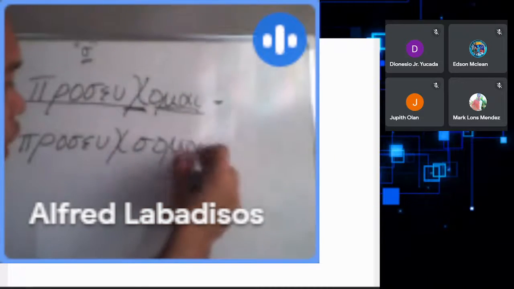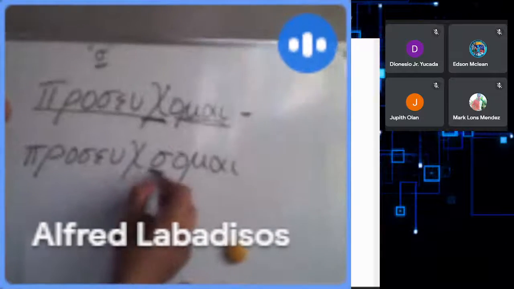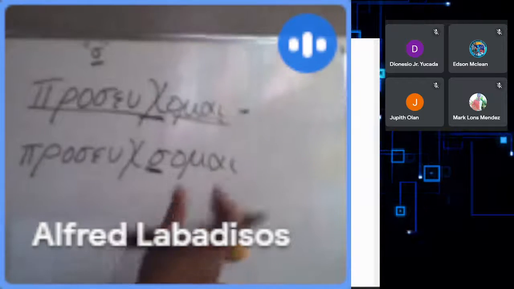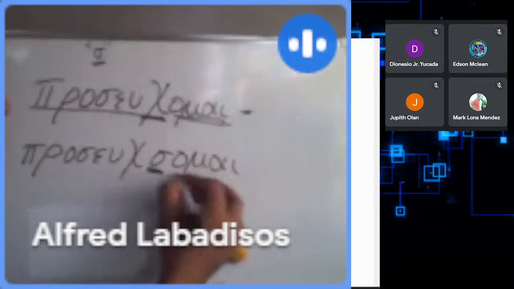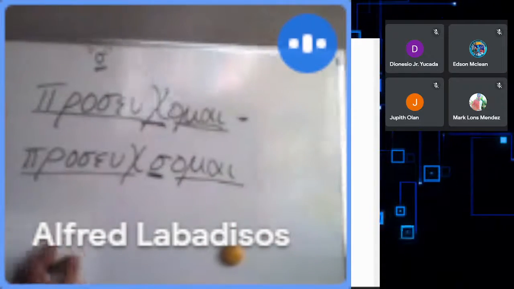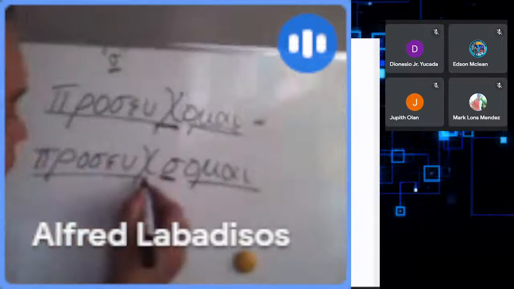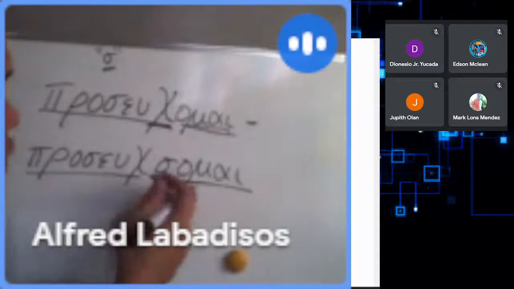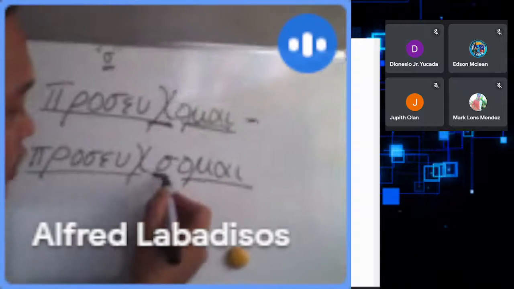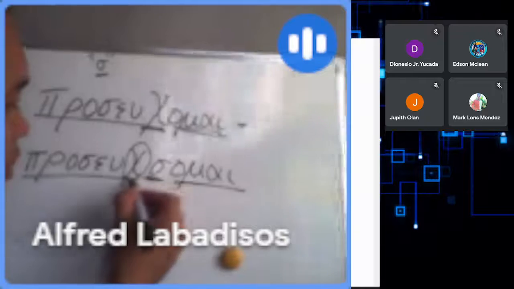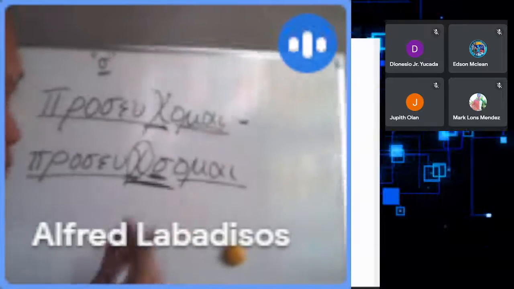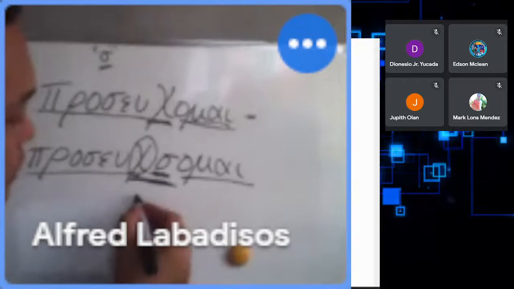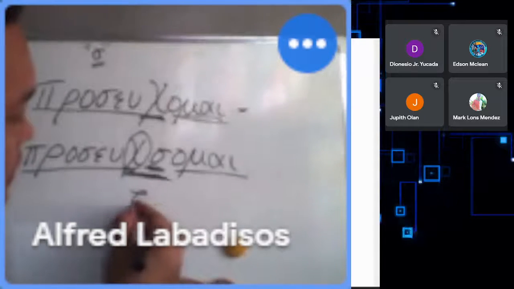Supposed to be, this is the expected form, because the tense identifier in the future is put in between the verb stem and the ending. So this is the ending and this is the verb stem. However, in Greek, according to the rule, when a guttural is before sigma, so we have here sigma and a guttural, these two combine and it becomes C.